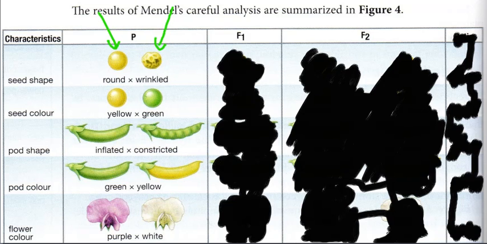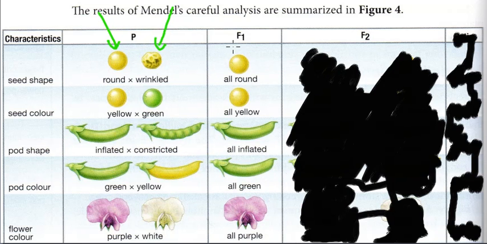So we'll look, I'll remove this layer here. You notice that its offspring, the F1 generation, shows that all of their offspring have one particular trait. They are either all round, all yellow, all inflated for the pod shape, all green for the pod color, and all purple. So what happened to these smaller ones? The other ones, like the wrinkled, the green, the constricted ones, they all seem to be missing. And yet he actually crossed one parent with another, so he assumed there should be some wrinkled ones.